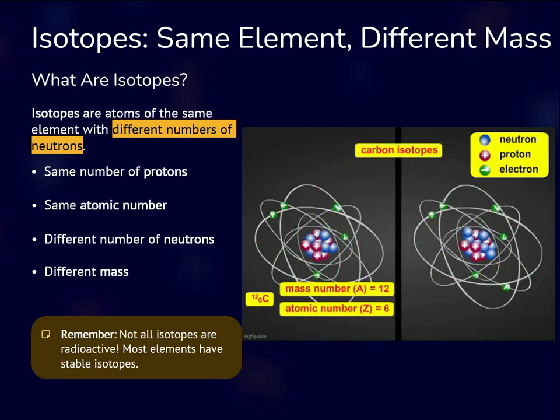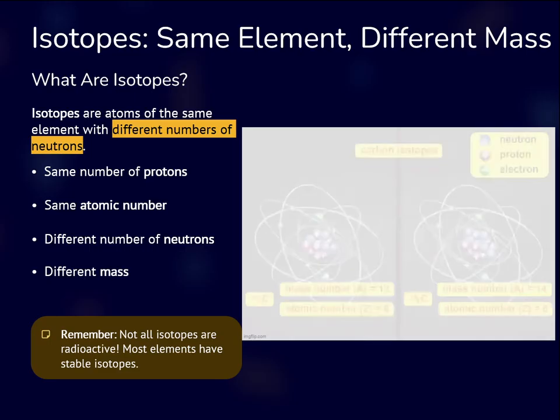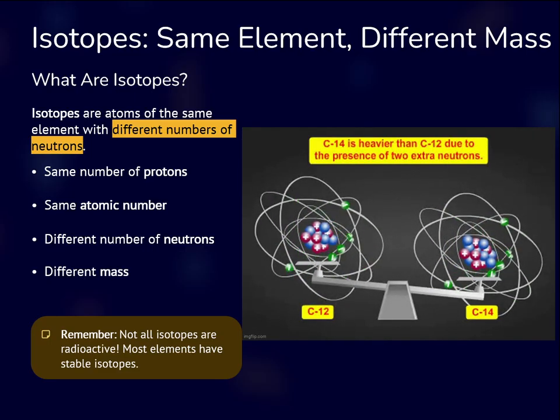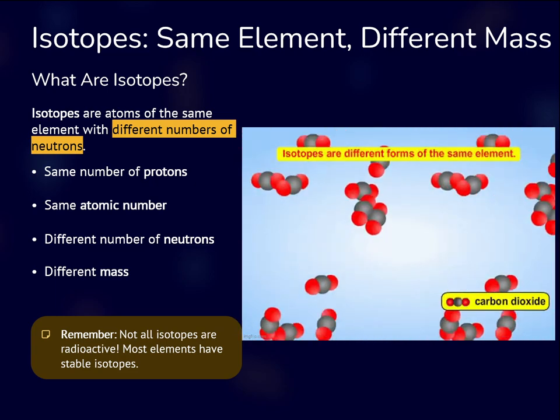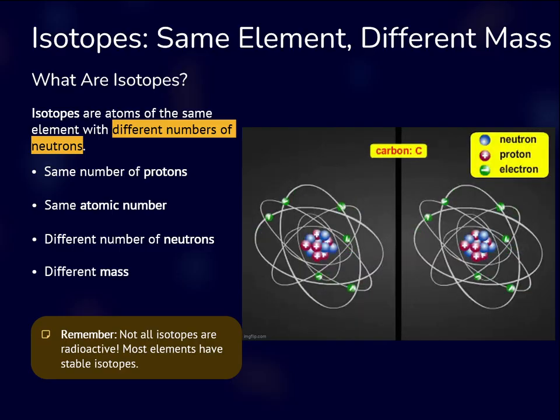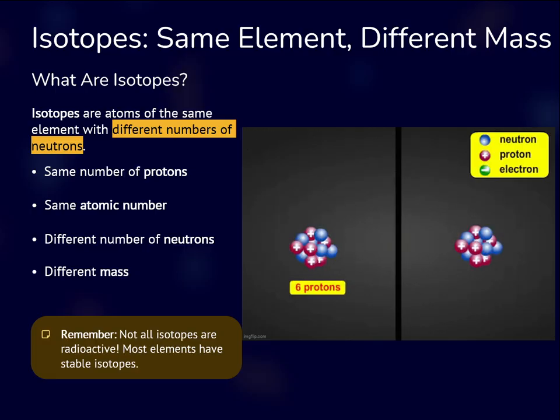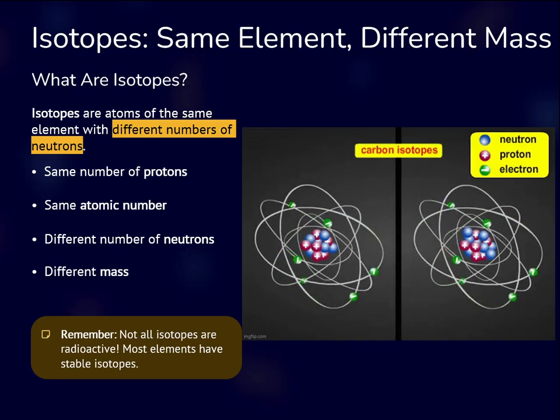So here's the key idea. Not all isotopes are radioactive. Most elements have stable isotopes that never change over time. Only certain combinations of protons and neutrons are unstable. Those are the ones that eventually release radiation as they seek stability. Understanding isotopes helps scientists identify elements in space, date ancient fossils, and even power reactors. Same element, same identity, but a different nuclear makeup, and sometimes very different behavior.